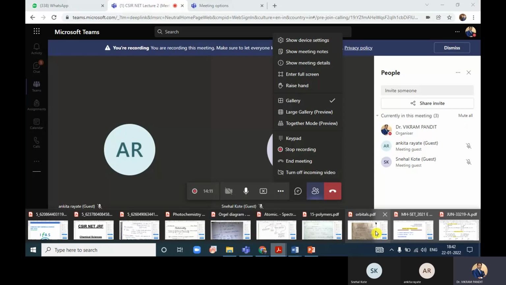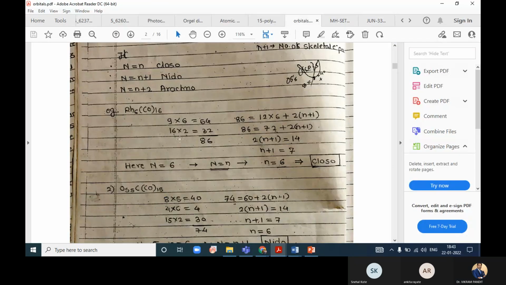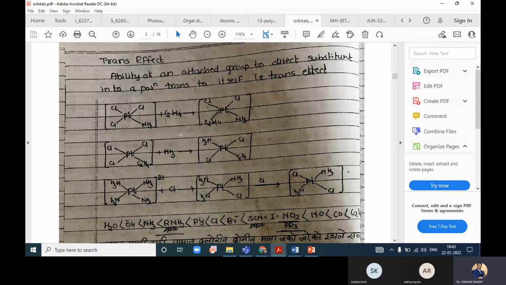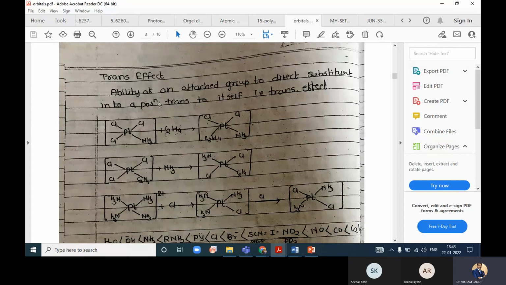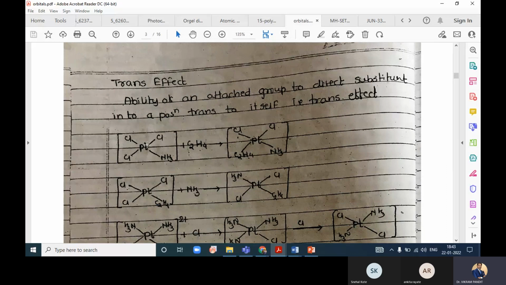Okay, so now this trans effect. See, there is always one question for 2 marks. Trans effect is not like cis and trans in organic chemistry questions. Here, generally, we know that there are some reactions where metals and ligands are involved, and these ligands are being replaced by some other ligands, but there is one effect that governs this type of reaction, and that effect is known as the trans effect.